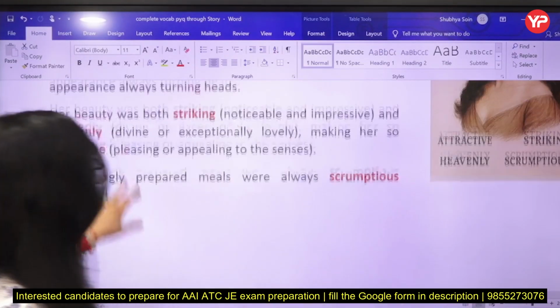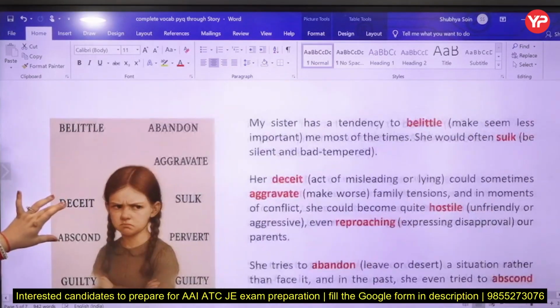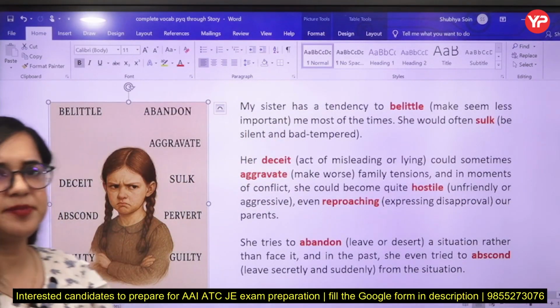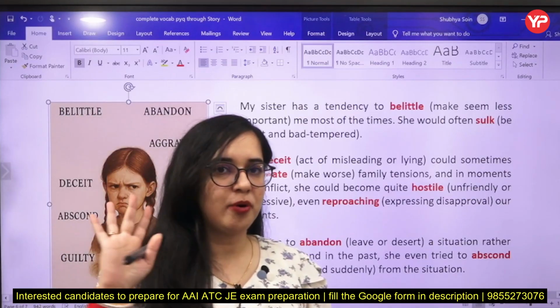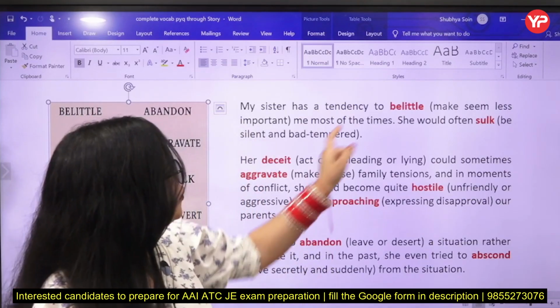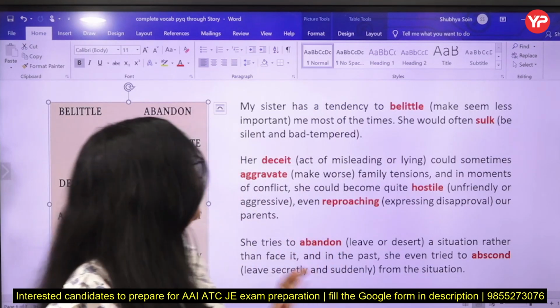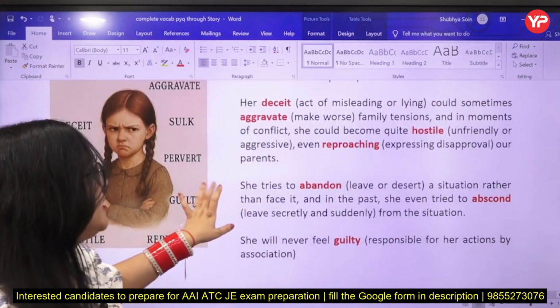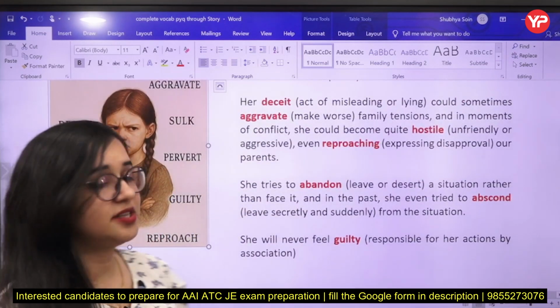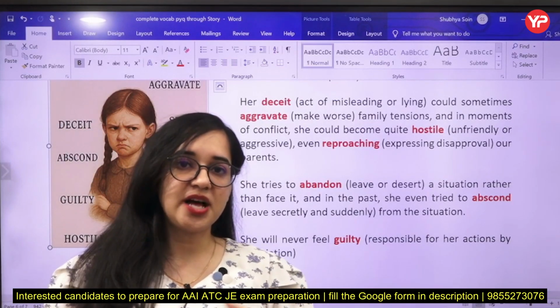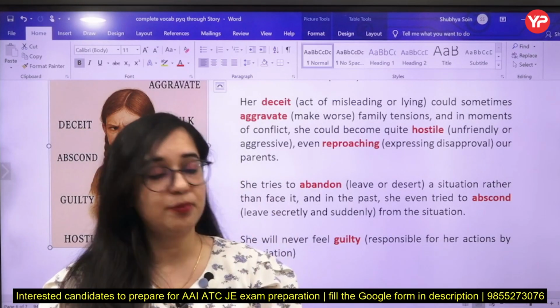Now let's see the next character, that is a sister. My sister has a tendency to belittle me most of the time. She always makes me feel you are the most unimportant fellow on this earth. She would often sulk, that is, she's always sitting in a bad mood and very quiet in nature. Her deceit could sometimes aggravate family tensions. If she lies sometimes, she's cheating sometimes, obviously that is going to worsen the family problems.